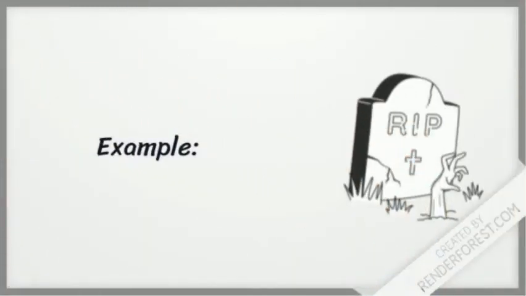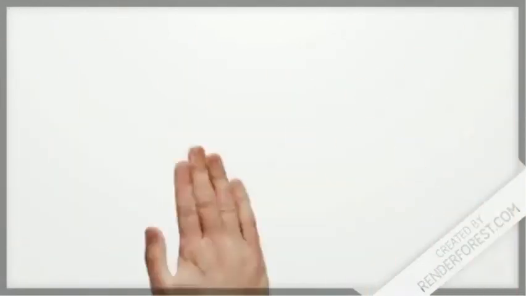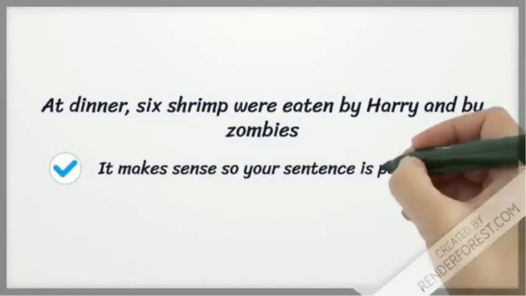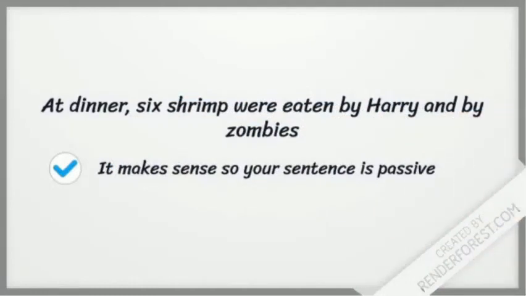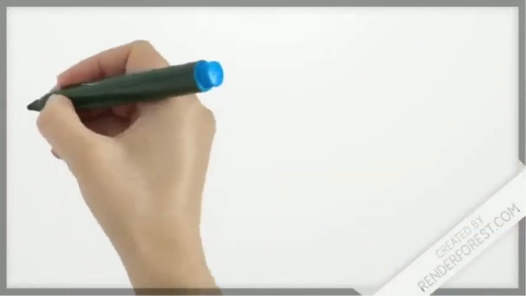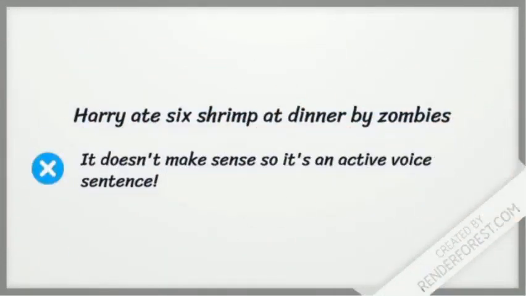Let me explain to you with an example. At dinner, 6 shrimp were eaten by Harry and by zombies. It does make sense, so your sentence is passive. But if your sentence is active, it wouldn't make sense. Let me show you. Harry ate 6 shrimp at dinner by zombies. It doesn't make sense, does it? So, it's an active voice sentence.